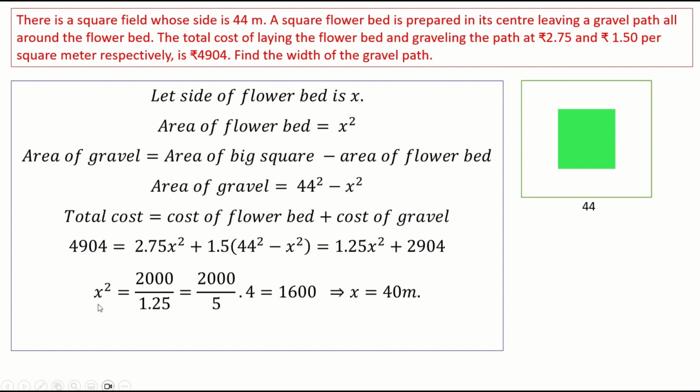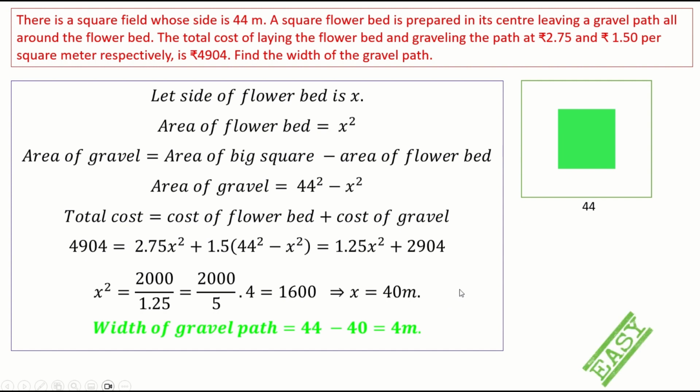You subtract it, basically x square equals 2000 by 1.25. That is basically 5 by 4. So 4 will go to the numerator and x square equals 1600, and x is 40 meters if you simplify. This is the answer. So the width of the gravel path is 44 minus 40, that is 4 meters. This is the answer. It is also easy, not very complicated. You need to just draw a good diagram.